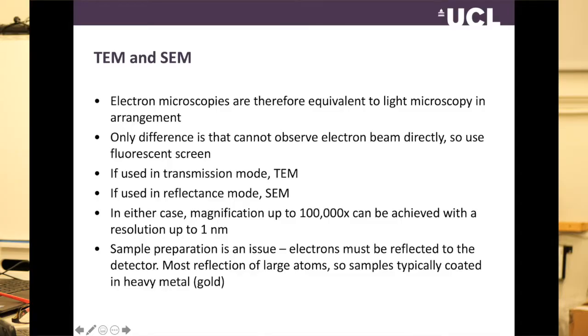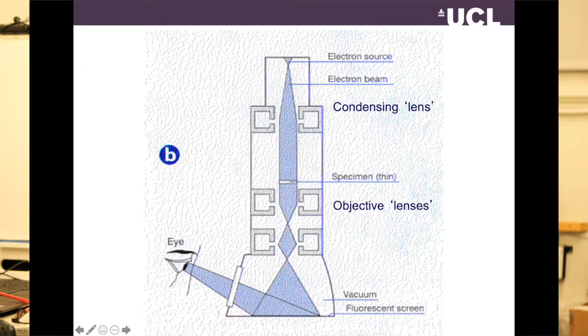What that means then is that there are two types of electron microscopy, as shown on the screen, TEM and SEM. The T stands for transmission and the S stands for scanning. The arrangement is exactly the same as we saw for the light microscope. If the electron source is below the sample and those electrons are passing through the sample to the condensing lens, then it's a transmission electron microscope.